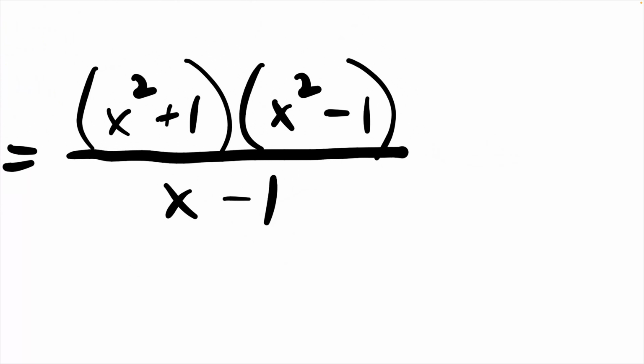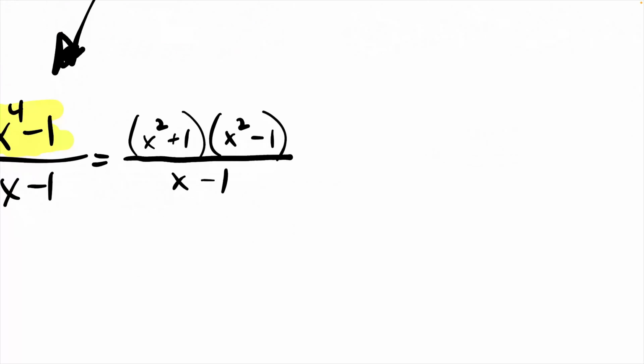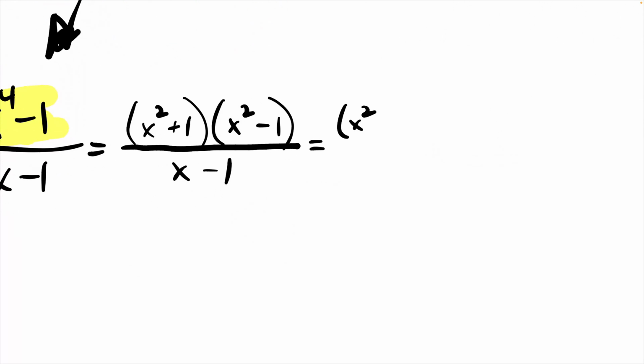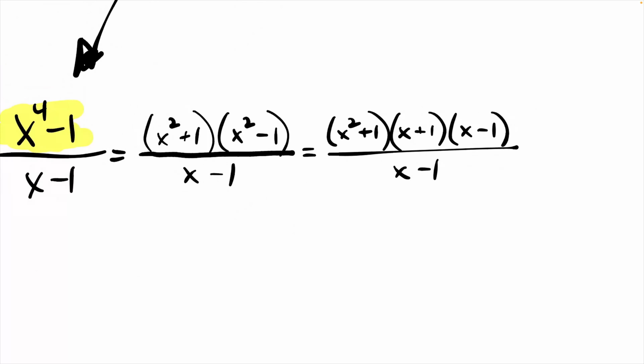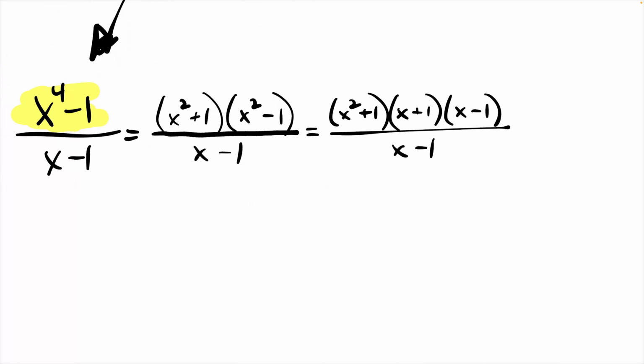x squared minus 1, because we can rewrite it as x squared minus 1 squared. So that means it's going to be x plus 1 and x minus 1. So I'm going to change the second one to that. The first one has to stay because it's not a difference of squares, since it doesn't have a minus. The second one becomes x plus 1, x minus 1, and then I have x minus 1 on the bottom. Now when I do that, something will finally simplify.